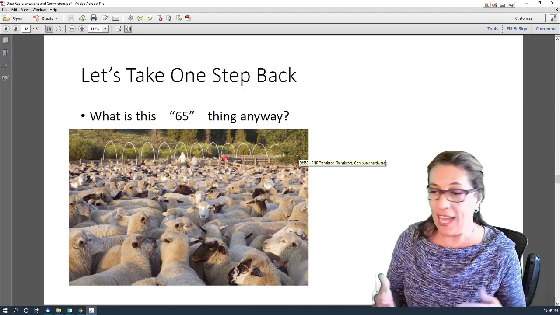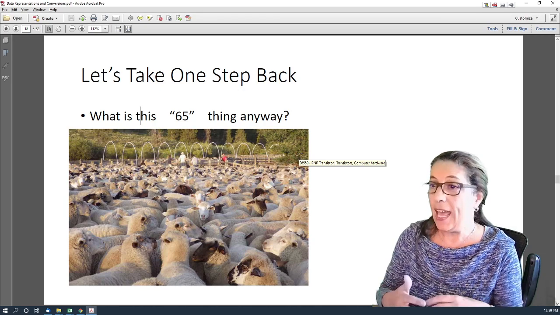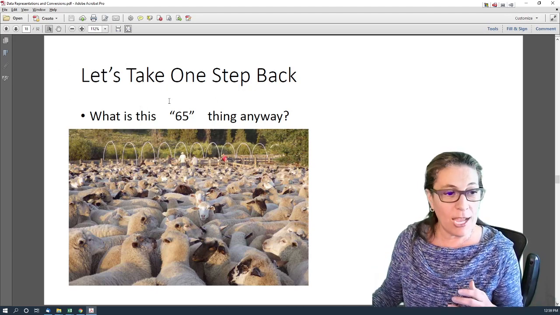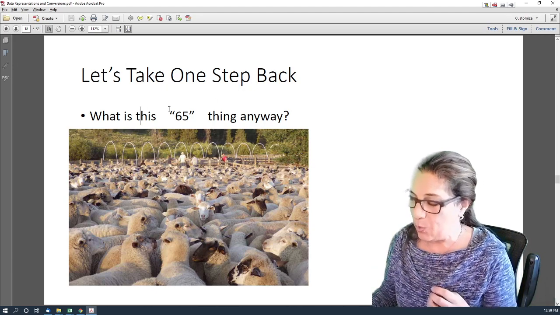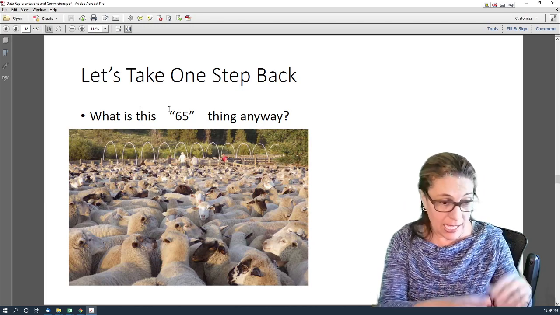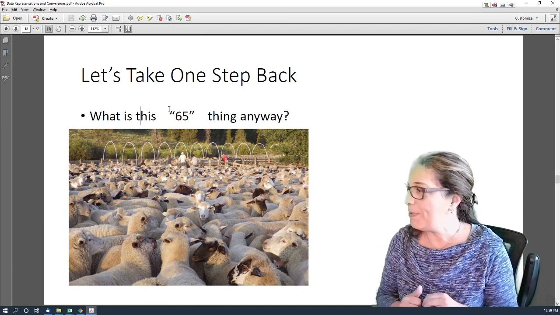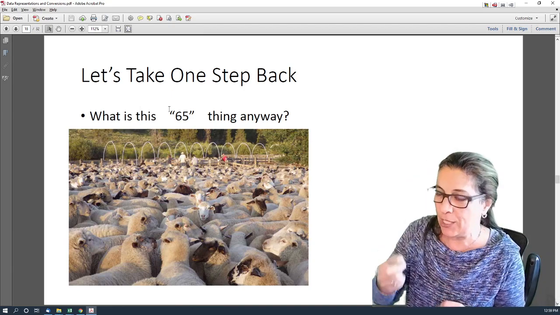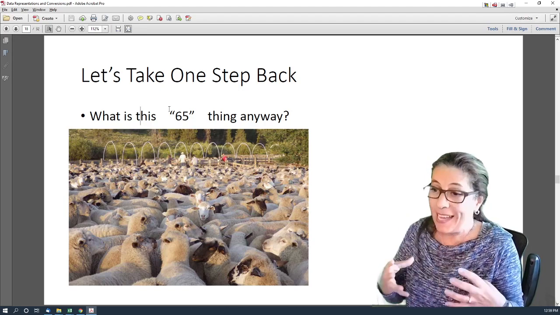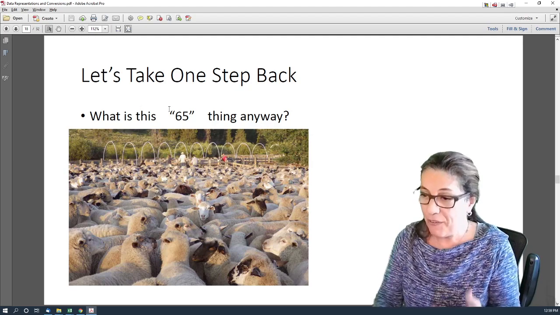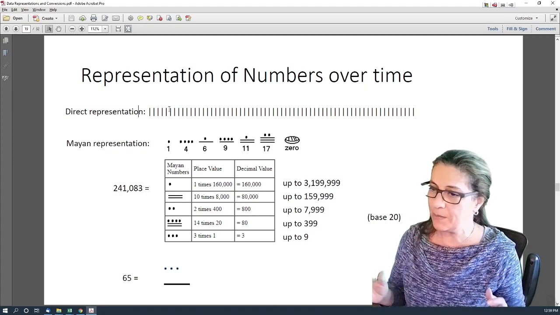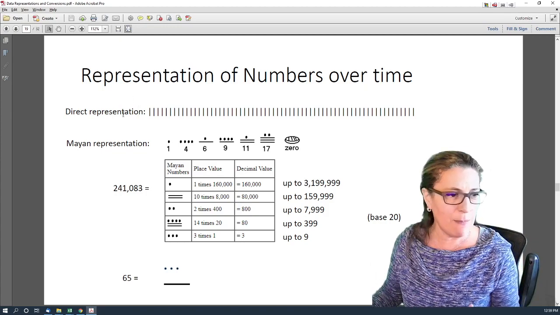And 65 is both a quantity of sheep, but it's also a way of representing that quantity. It's really two things going on in here. It's something that says there are this many sheep, but now let me write it down. And the way that you write that down is something different from the fact that there are 65 sheep, right? In fact, all through history, there are lots and lots of different number systems. So here's an example.